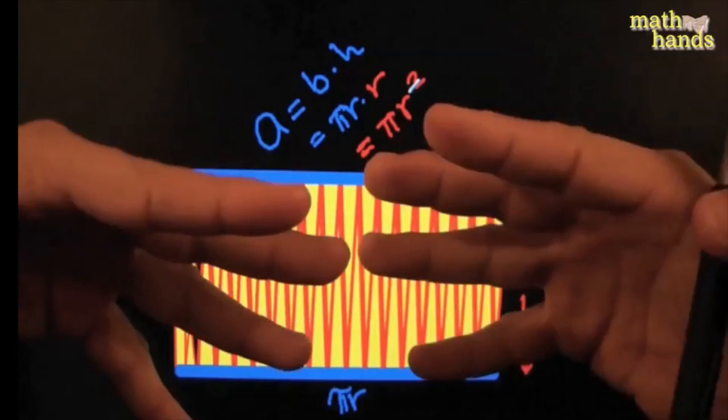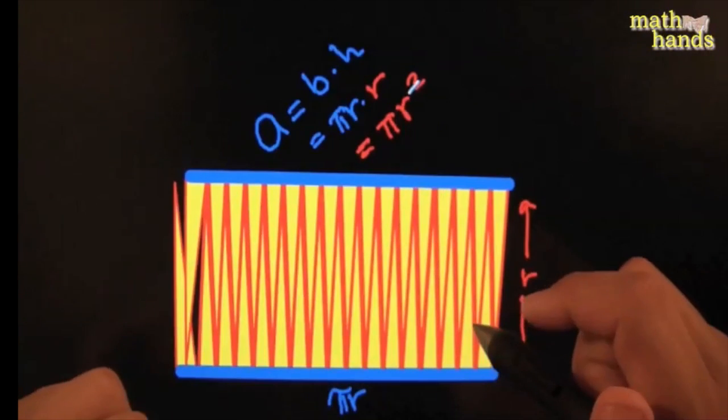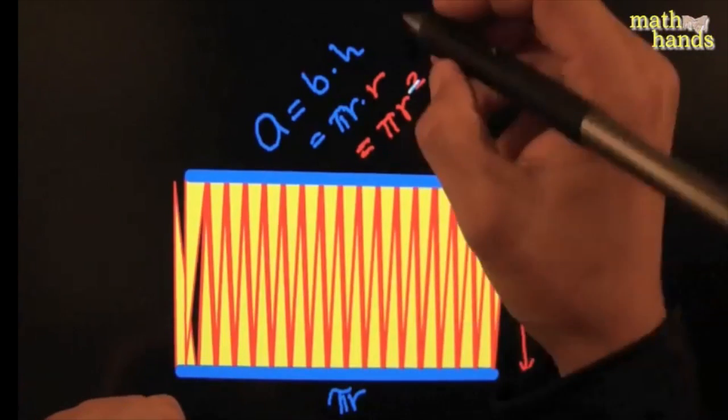Okay, and then you could play the same game with degrees. For the area, again, the area for the whole thing would be pi r square. That would be for the whole circle.